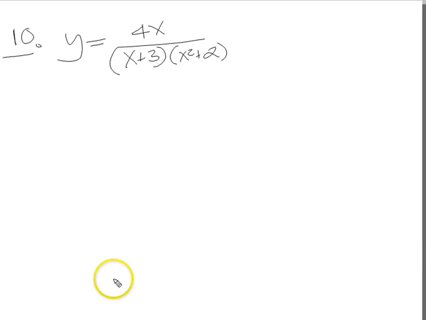Right guys, let's have a look at 10 then. We've got y equals 4x on the top, which is a linear, power 1 polynomial, linear term. And you've got x plus 3, which is linear, over x squared plus 2, which is quadratic, isn't it? So the order on the bottom, the highest power is cubed, so that's order 3. So it's like a third, so it is a proper fraction, so we can use partial fractions.